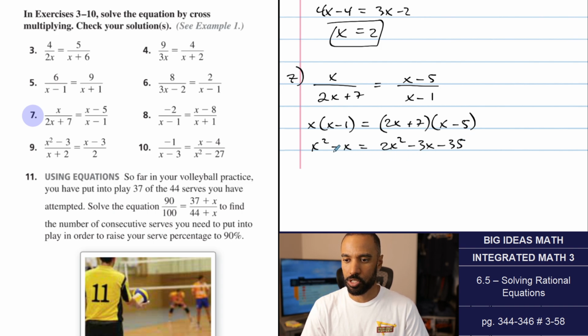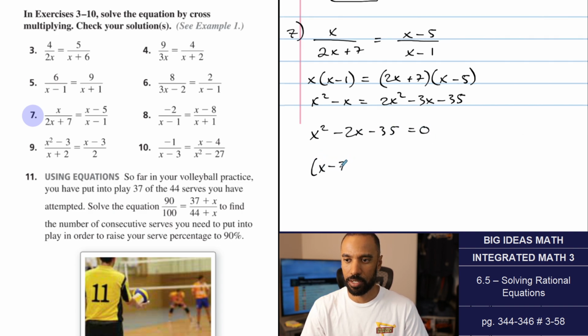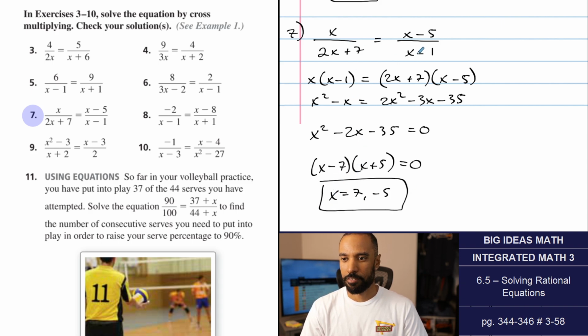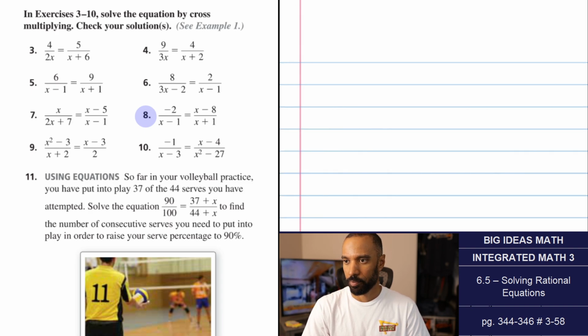Let's set this all equal to 0 by subtracting x squared and adding x. And this is factorable. This factors into x minus 7 times x plus 5. Therefore, x equals 7 and negative 5. 7 and negative 5 are fine. 1 and negative 7 halves would not have been fine. Again, I don't expect extraneous solutions with these ones, but you never know. You never know. Number 8.